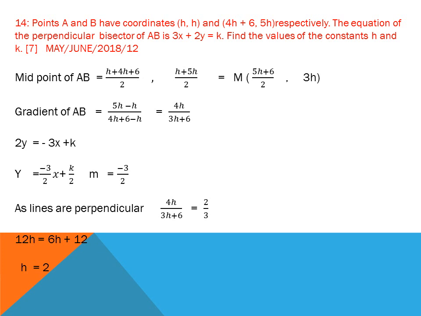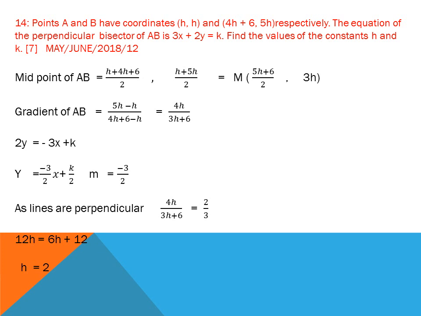As the gradient of AB is 4h over 3h plus 6 and the gradient of the line 3x plus 2y is equal to k is minus 3 by 2, then the gradient of AB is 2 by 3, the negative reciprocal. I find the value of h here. H is equal to 2.